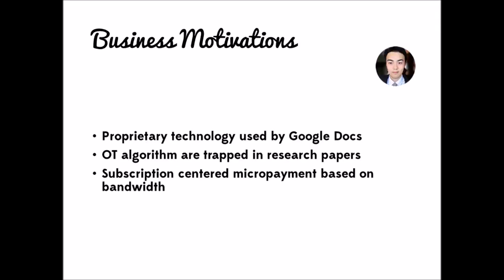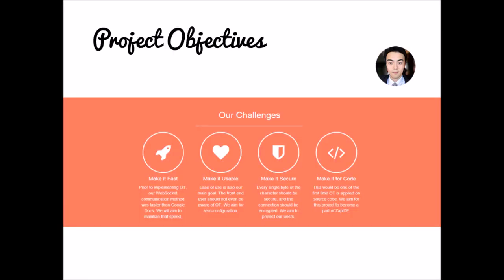Some of the largest tech companies rely on operational transformation to keep consistency between documents. While companies such as Google and Apache implement operational transformation, there isn't an easily accessible implementation out there on the market. Our business goal is to allow software companies easy access to our implementation of an operational transformation platform, and the charge will be a fee based on their network bandwidth. Our objective is to make it fast, usable, secure, and provide support for source code documents.